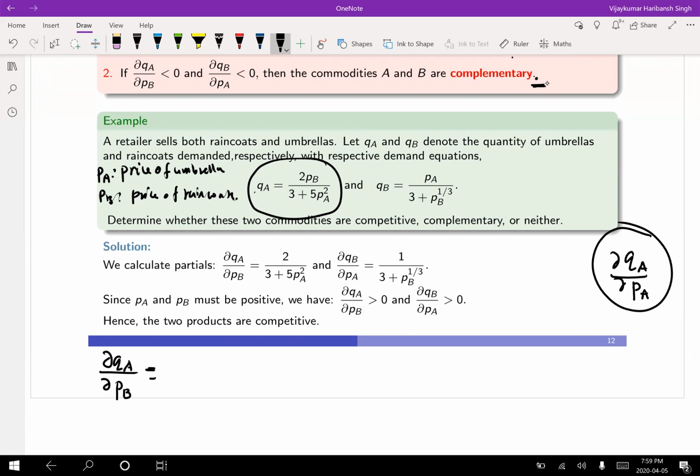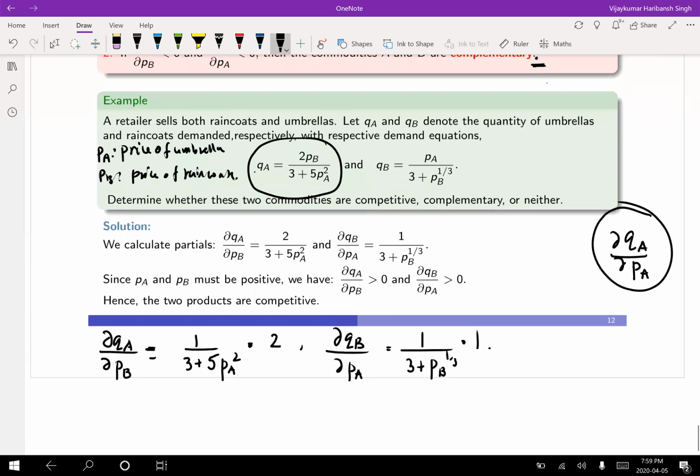So what is the partial derivative of QA with respect to PB? Here I want to take the partial derivative of this with respect to PB. Everything is a constant and will come out, except the derivative of 2B with respect to B, which is just 2. Similarly, let's look at the partial derivative of QB with respect to PA. In this case also the bottom does not have PA in it, so it will come out as a constant times 1.